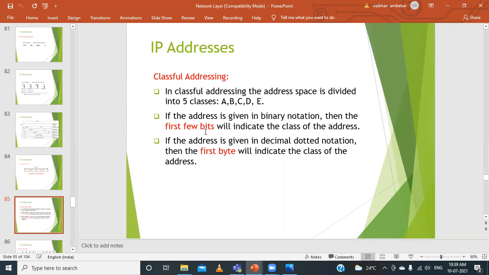That will depend on the starting bits. If the address is given in decimal dotted notation, then the first byte will indicate the class of the address. So if you are representing in binary, the first few bits will define the class of the address. If we are using the decimal dotted notation, then the first byte will indicate the class of the address. Are you all following that, everyone?